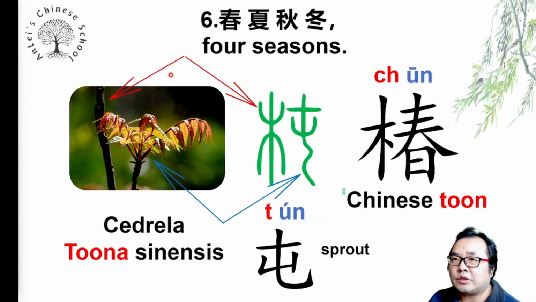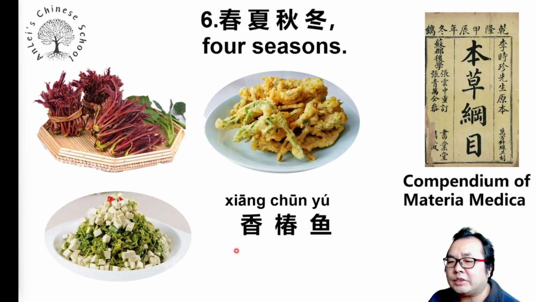So we see this picture. Left side is a wood radical. The right side is just like a tender sprout growing up. The Chinese toon sprouts are very delicious and nutritious. I was born in the Western Mountain area in Beijing. In our neighborhood, every family has a Chinese toon planted around their house. Every spring when the sprouts come out, we will make a salad, or we can deep fry them with wheat flour. We call them xiangchun yu. It's in the shape of a fish.